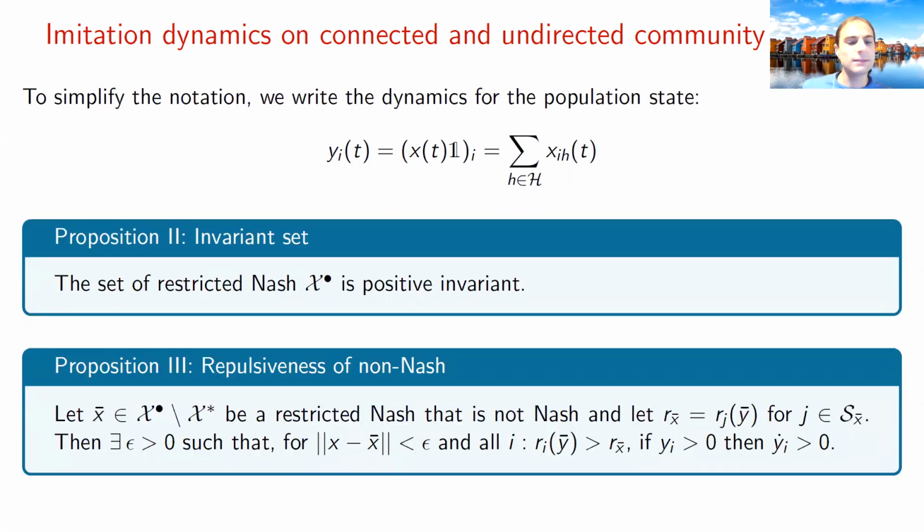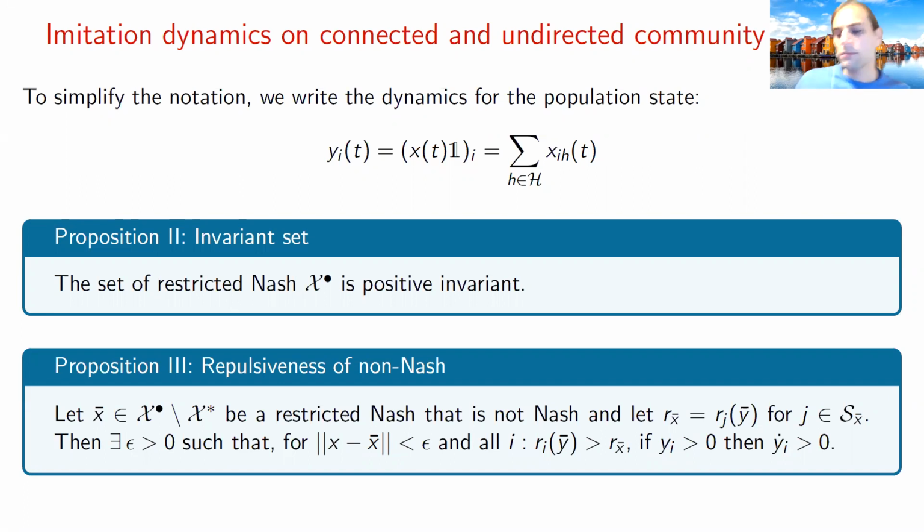The second result is a little bit more technical, and it refers to a local repulsiveness result for restricted Nash equilibria that are not Nash. Basically, we can prove that if the network is connected and undirected, and the system state is a restricted Nash but is not Nash, then this means that everyone in this restricted Nash has the same reward. However, there is some action i that is not played by anyone, which provides a larger reward. Okay, so our result says that for this action i that provides larger reward, there is a neighborhood of the restricted Nash that is not Nash, for which if y_i is greater than 0, then also y_i dot is greater than 0.